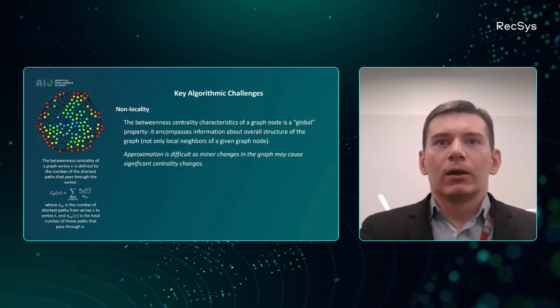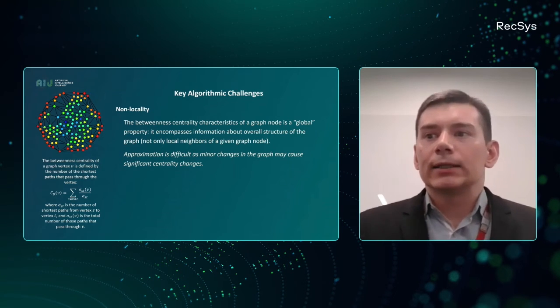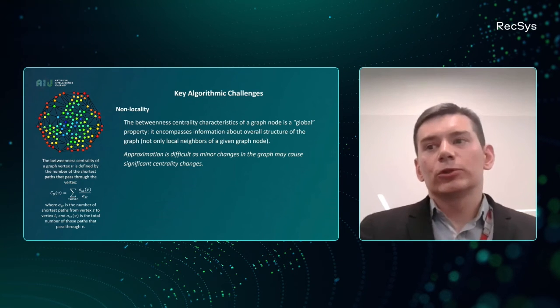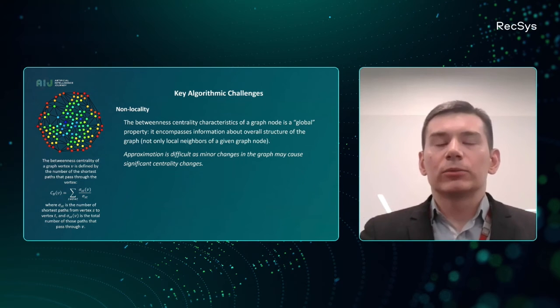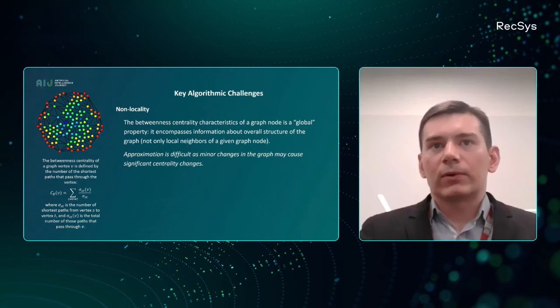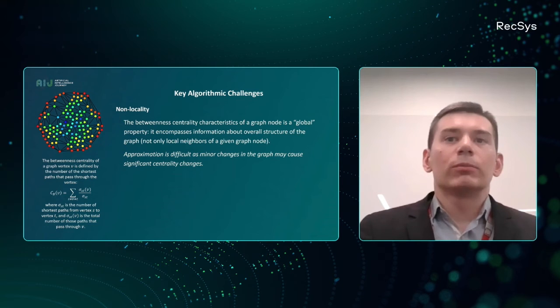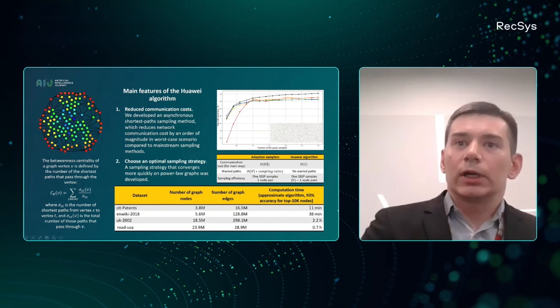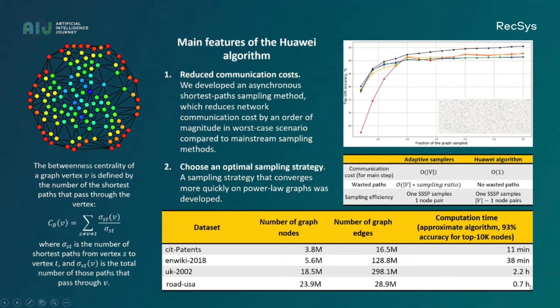Approximation is difficult as minor changes in the graph may cause significant centrality changes because it's not a local characteristic. Small changes in the graph at a certain point can lead to the structure of the shortest pathways changing. And so the meaning of centrality in another section of the graph may drastically change. So accordingly, overall structure is important, and we use a sampling method. Accordingly, we did the analysis on a large number of strategies and came up with an adaptive sampling strategy, which works better than others. We'd like to present the results of our experiments.